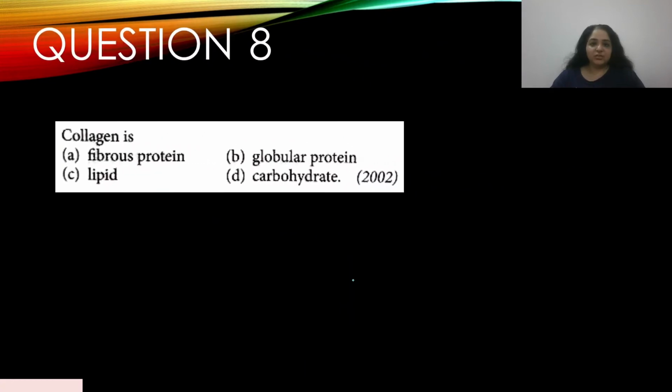Question number 8. Collagen is, and this appeared in 2002, A. Fibrous protein, B. Globular protein, C. Lipid, D. Carbohydrate. So collagen is what? We've seen collagen so many times. Collagen is a fibrous protein. So the answer is A.